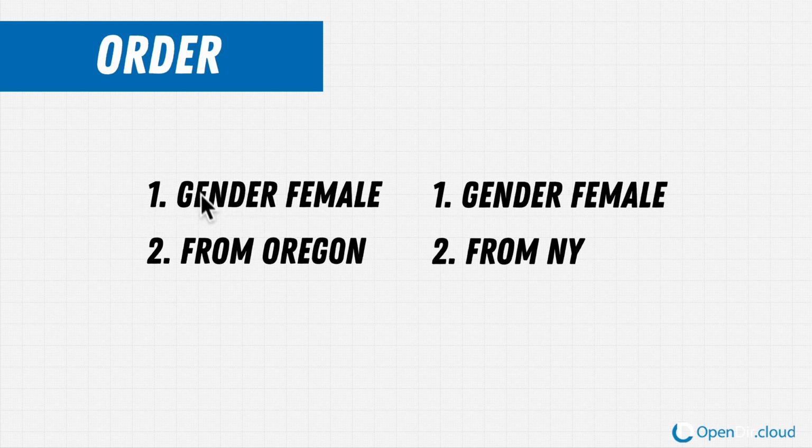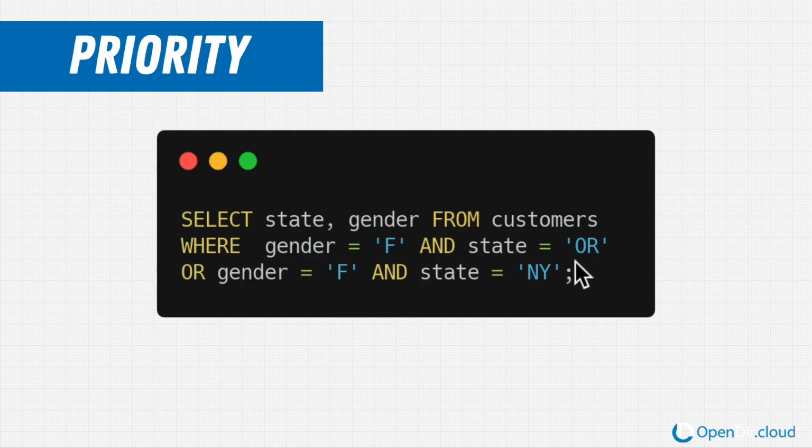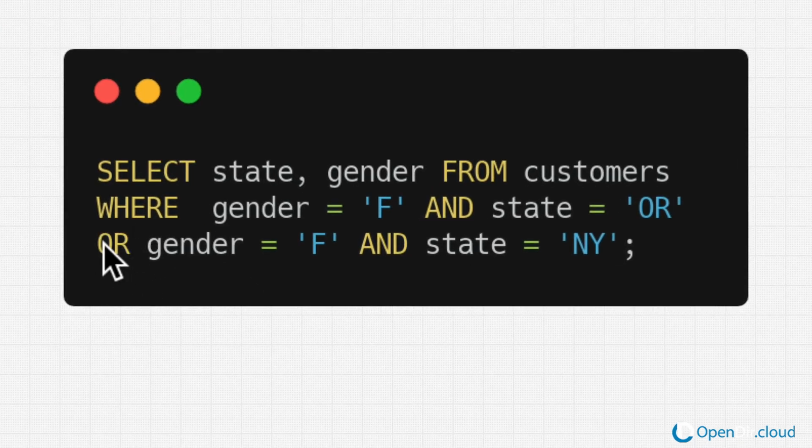So on the one hand, we're filtering out all the females from Oregon, and on the other hand, we're filtering out all the females from New York. And why should we conceptually view that as two separate filters? Well, that's the way we wrote it. We split on the or. And then we can read it based on, well, it's this or it's this.